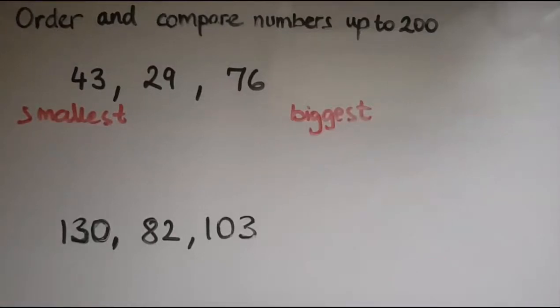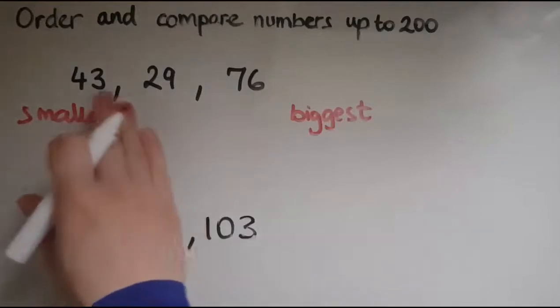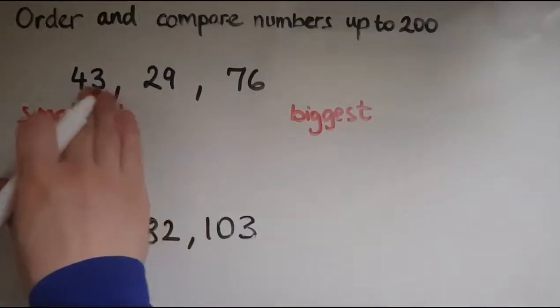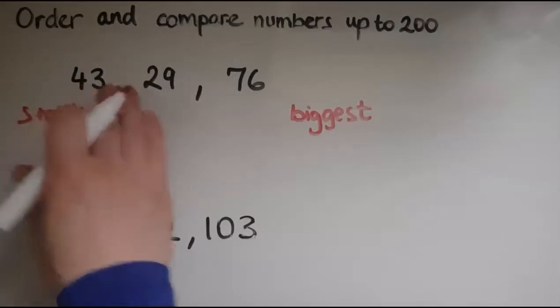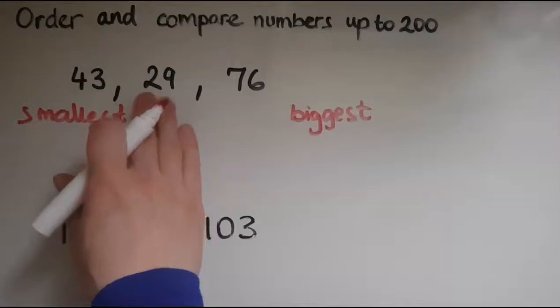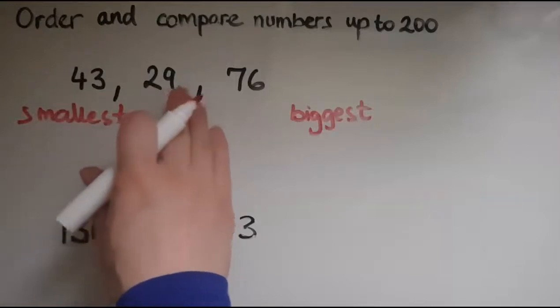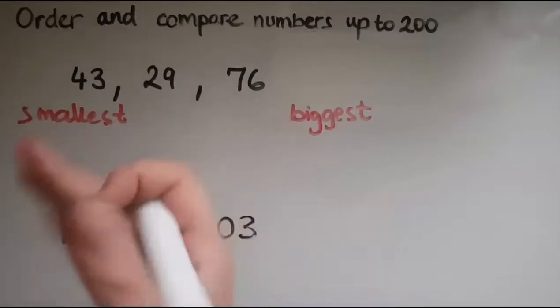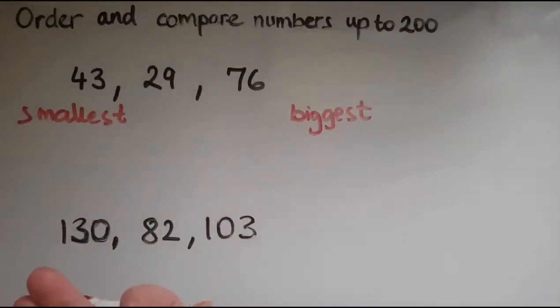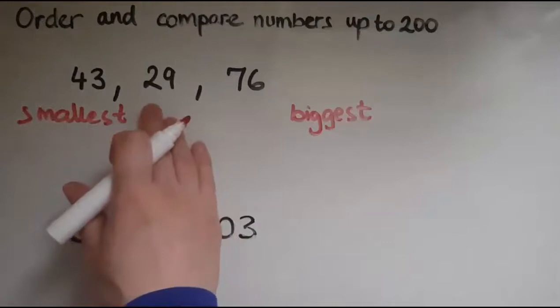Which one is the smallest? If I look at these numbers, I've got 43, which is 4 tens and 3 units, so 43. 29, so 2 tens and 9 units, and 76. Which one has the greatest value? It is the tens that have the greater value.